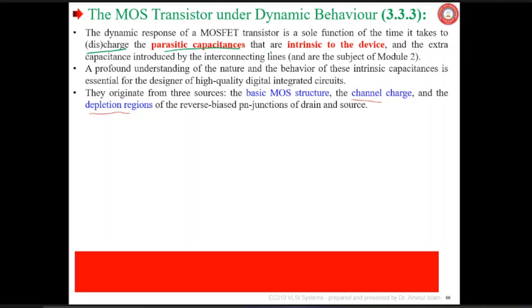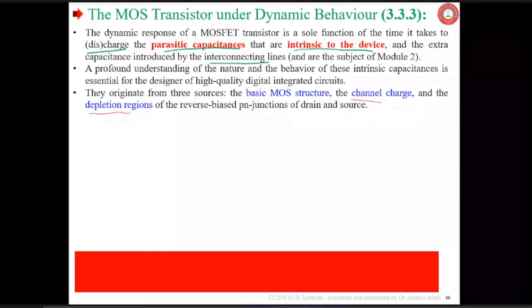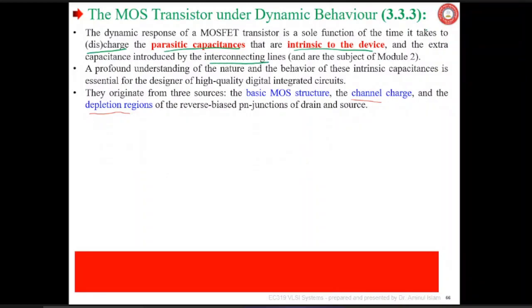So the parasitic capacitances are intrinsic to the device. CL is not connected externally because it is not a desirable thing. And there is the extra capacitance introduced by the interconnect lines. A profound understanding of the nature and behavior of these intrinsic capacitances is essential for designers of high quality digital integrated circuits.